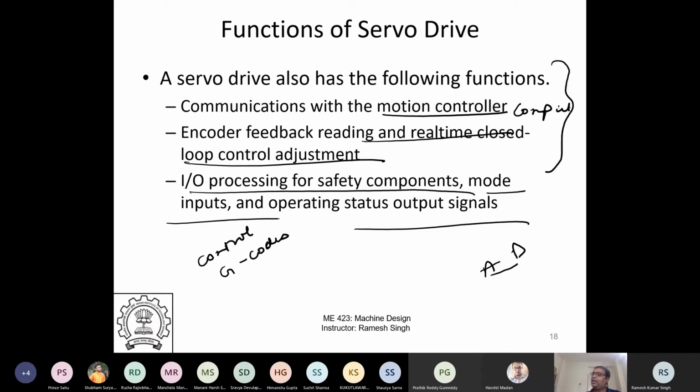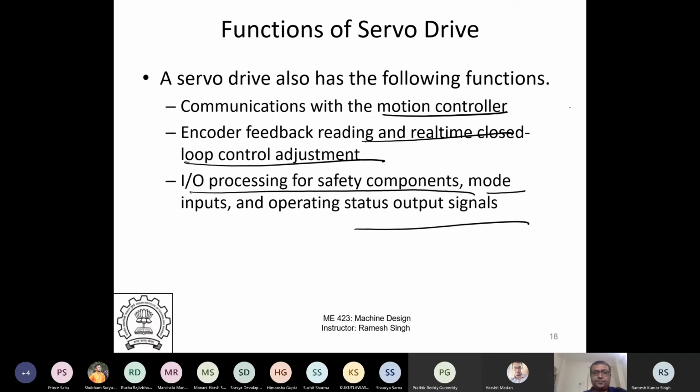So your control loop adjustment and the power to drive the motor both come from your servo drive, right? But all the processing is done in the computer, that you have to do this step, so this motion has to be done. This interpolation is done in your computer, and that is passed on to the drive.